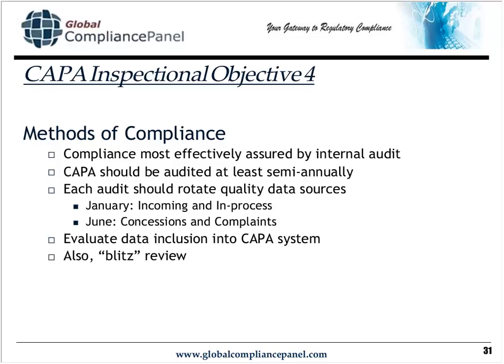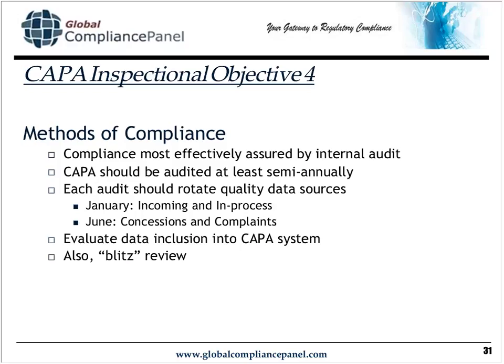And when you do it twice a year, what you'll end up doing is you'll hit each quality data source once a year to make sure you do that. So you won't necessarily, well, you'll still be sampling data, you'll make sure that you're not sampling the same quality data sources. So for example, January: incoming and in process. June: concessions and complaints, and service examples also. And as part of the internal audit, you look at the data that you're analyzing, and you make sure that it was fed into the CAPA system.